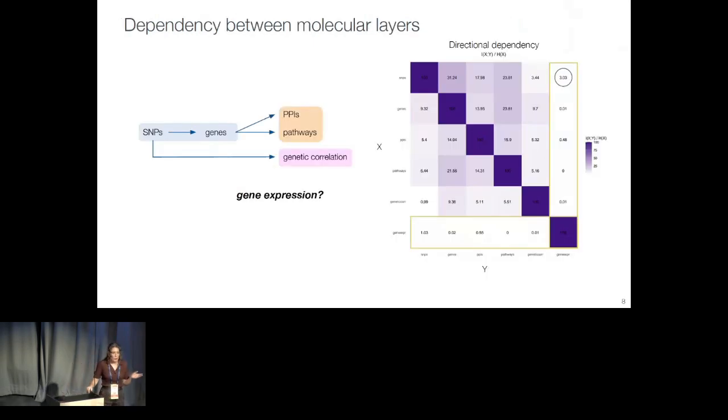And as you all know, there are biological relationships between these components, and also the way in which the genomic layers have been derived hierarchically from SNPs. This led us to question, are there dependencies between them? And we took a directional dependence to measure this. And what we saw, the main result, is that gene expression seems to be independent from the rest of the layers in terms of the disease that it can recover.